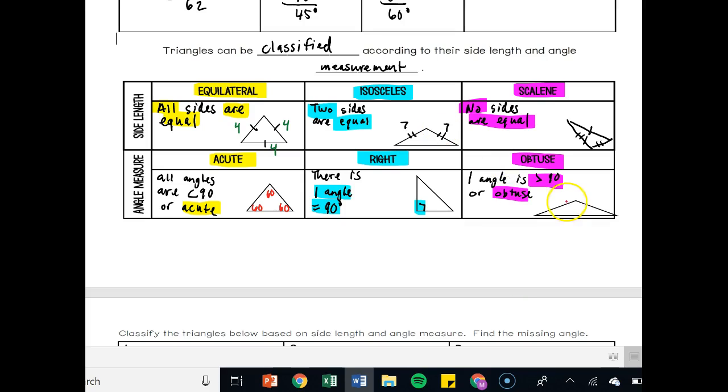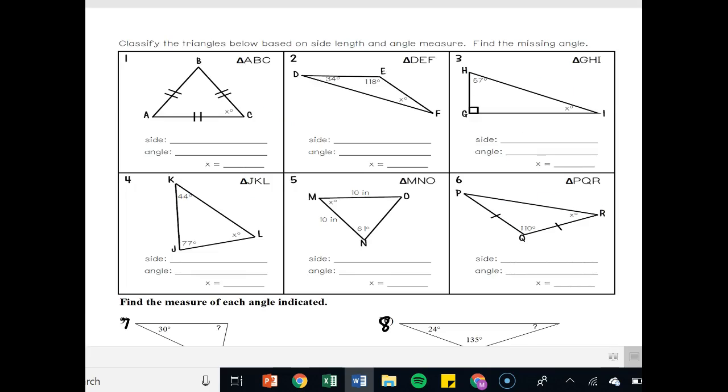So if I, for instance, said that this angle right here was 120 degrees, then I would automatically call that an obtuse triangle. So you're going to use the notes on the front to help you out with the back. And on the back, you're going to do 3 things on problems 1 through 6. You're going to classify the triangle by its sides, by its angles, and then you're going to solve for x.